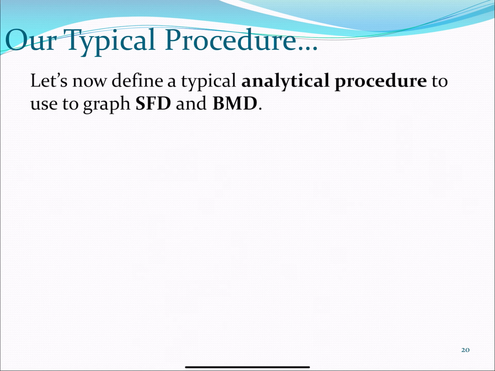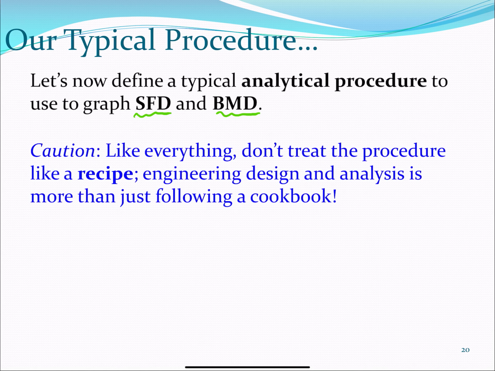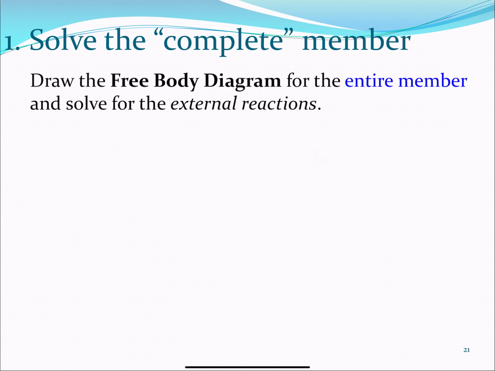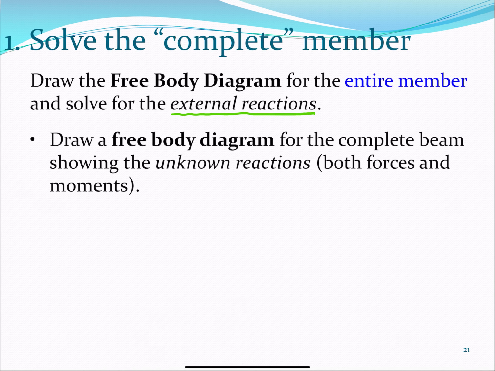So just to summarize, what is the analytical process to plot the shear force diagram and the bending moment diagram? Well, this is not a recipe, right? Again, it's not a recipe. It requires practice. You'll become good at this only through practice. So we draw the free body diagram for the entire member, and we solve for the external reactions, right? We have to start with the reactions, otherwise we cannot find the internal forces. We draw a free body diagram for the complete beam, just to solve for the reactions, showing the unknown reactions, both forces and moments.